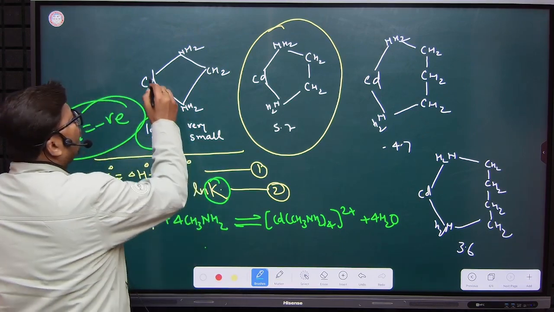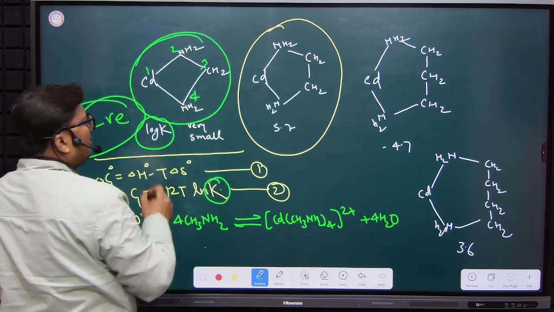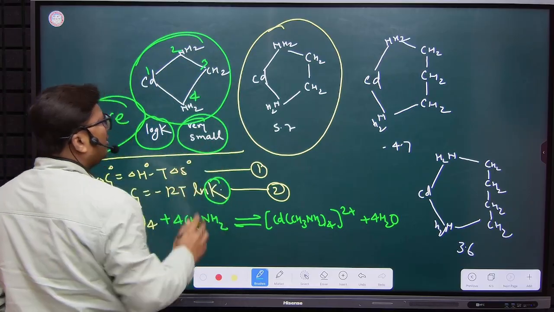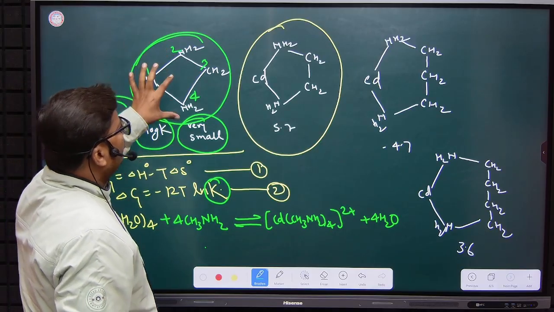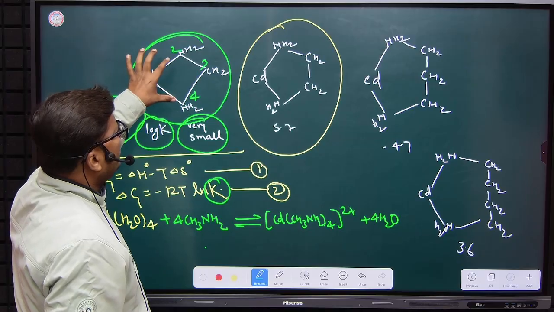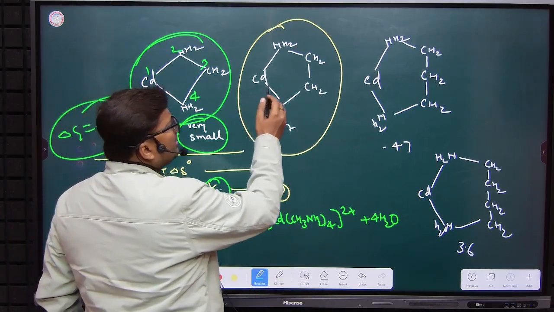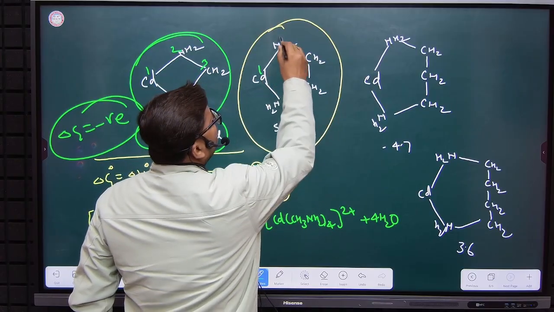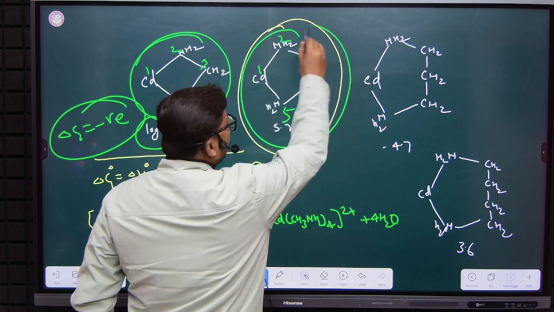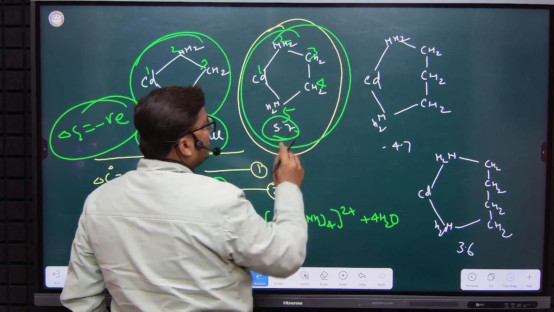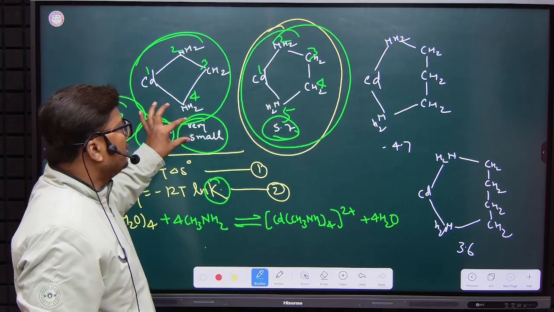So here, 1, 2, 3, 4, four-membered rings are formed, but the log K value is very small for this structure. Here two amine donors act as coordinating groups for this cadmium. For the same cadmium, there is 1, 2, 3, 4, 5, a five-membered ring forms. Here the log K value is 5.7, so it has a very high stability constant. Here it is very small.